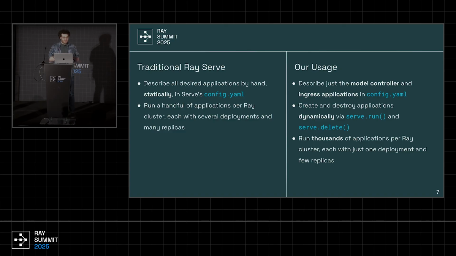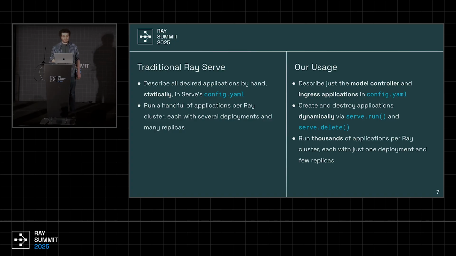So you end up with a handful of applications per Ray cluster, each with a couple of deployments inside them, possibly a lot of replicas, but not a very complex set of applications and deployments. Our usage looks very different from that. Our serve config has exactly 2 things in it, and neither of them are models. One is the model controller, which is responsible for that reconciliation loop. The other is the ingress application, which might have a lot of replicas, but doesn't do any model processing itself. All of the models are created dynamically at runtime by calling serve.run and serve.delete.